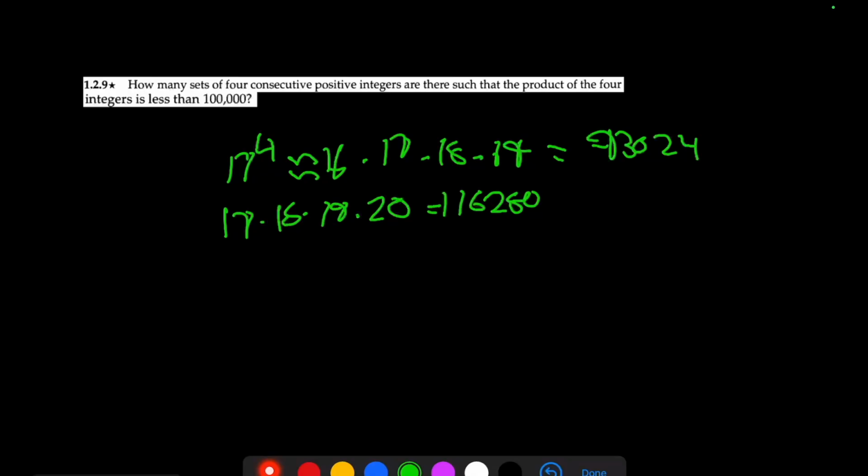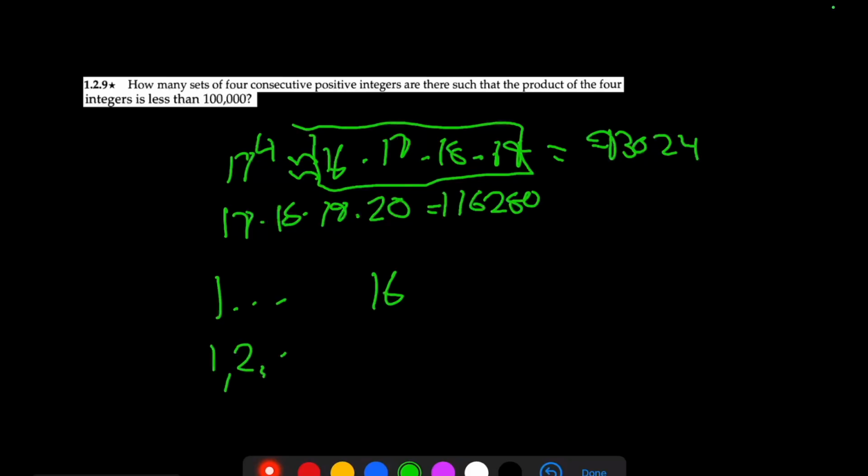Which would mean this is the largest set, starting at 16. And the smallest set would start at 1, so it'd be 1, 2, all the way to 16. So therefore, there are 16 values.